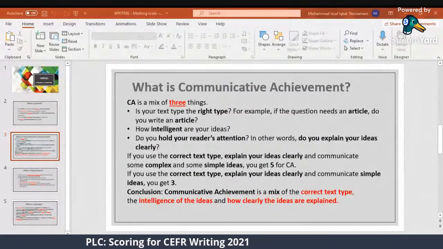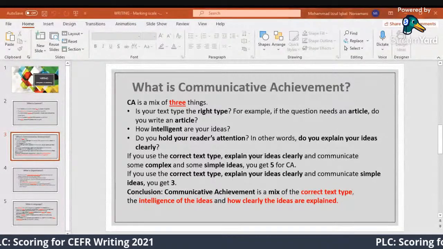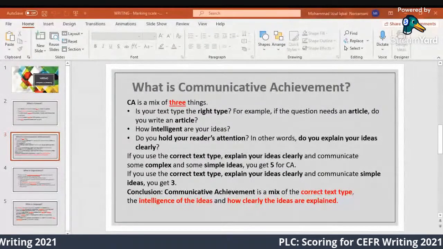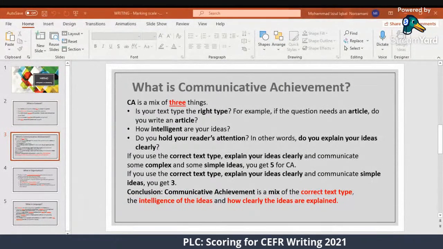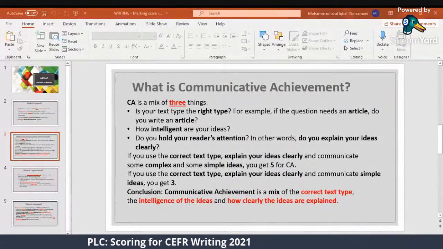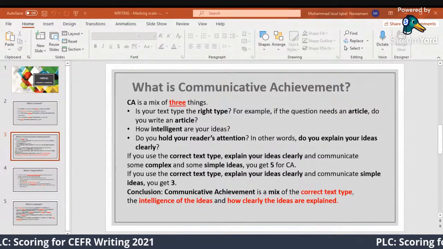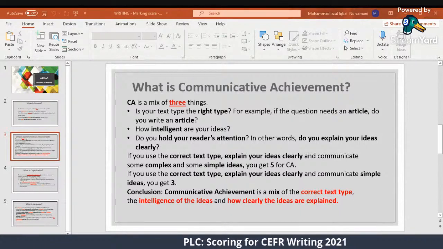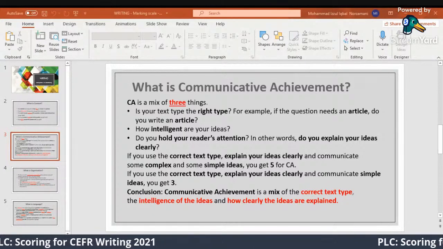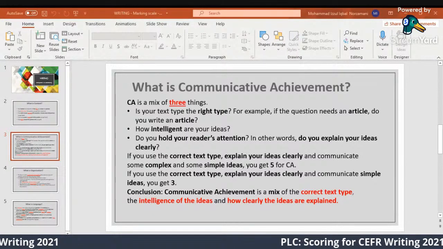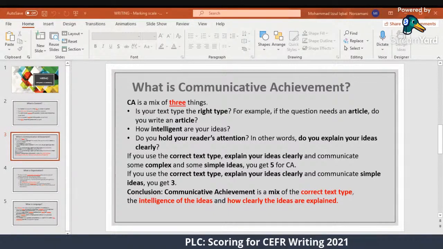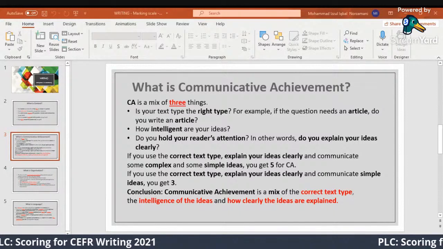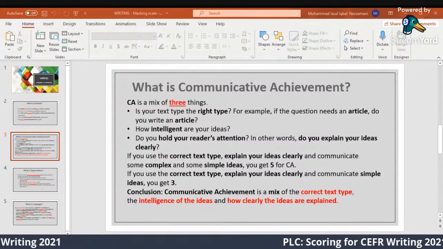Okay, if the ideas are explained clearly, very well written, with supporting details and examples, you can give them a 5. If the text type is correct but the ideas are not explained clearly and are only simple ideas, you give them a 3. So that's how you see it. So 1, 3, and 5 are given in the descriptors. So for 2 and 4, you actually use your own judgment. Does it fall under the lower or higher band? So that's up to you.